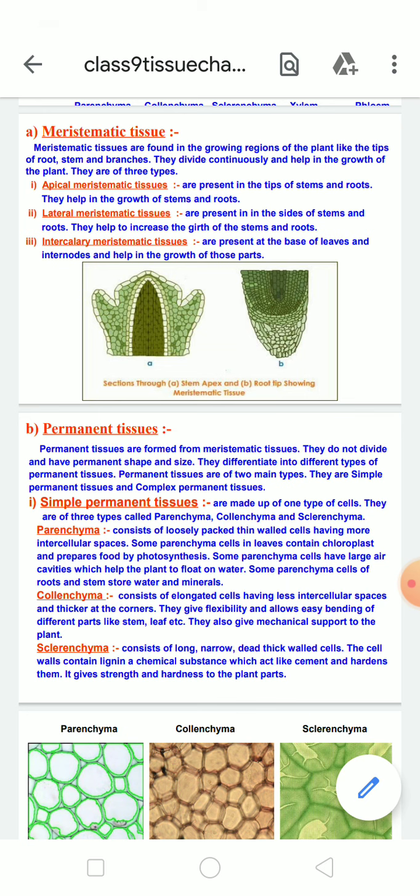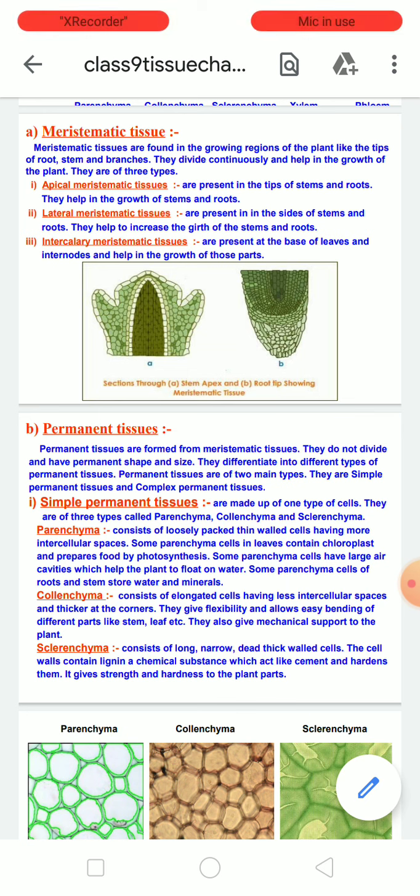How meristematic tissue is further divided into three other types. Permanent tissue is also divided into three other types, and those are again further divided into other types. So meristematic tissues are found in the growing regions of the plant, like the tips of the root, stems and branches. They divide continuously and help in the growth of the plant. They are of three types.